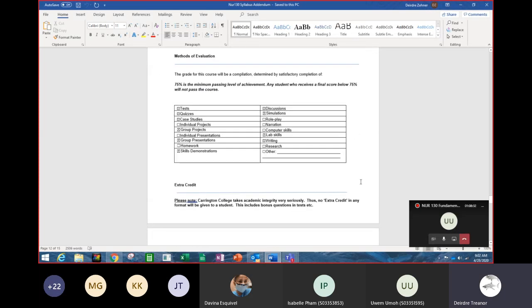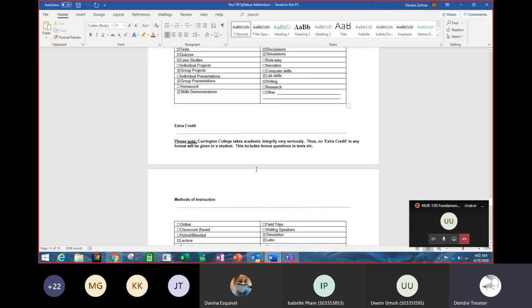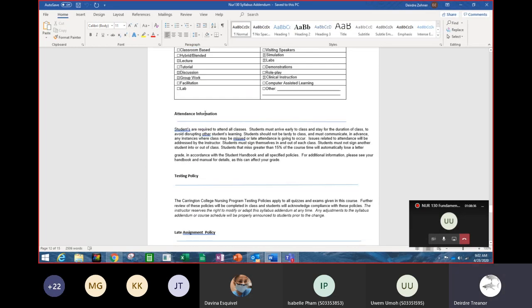Methods of evaluation: 75% minimum. Methods of instruction, attendance information. I do need you to be here. It's better for you; you're going to do better. Right now, it's hard to determine attendance because we're online, because you can be signed in and then go do whatever. It's not going to help you.